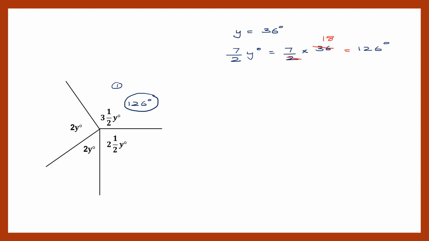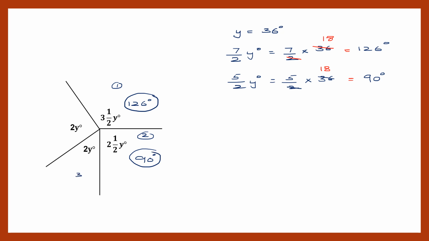So let's call this the second angle, and let's find 2 1 by 2. We've converted it and wrote 5 by 2 y degrees. That means 5 by 2 into y, and y is 36. So let's cancel this. So 2 into 18 is 36. Now multiply 18 into 5. 18 into 5 is 90. So that is 90 degrees. So we found the value of the second one. The second one is 90 degrees.